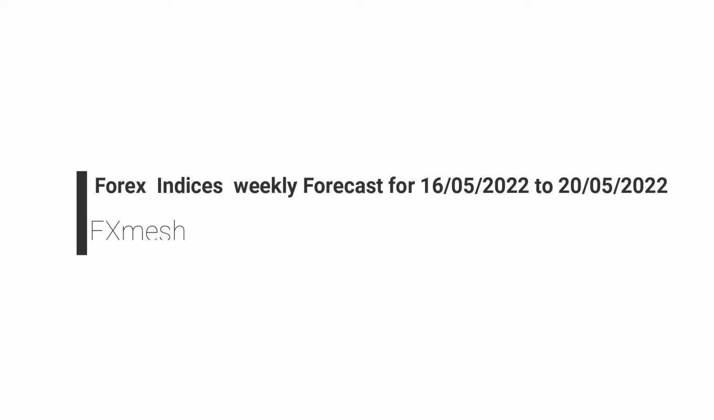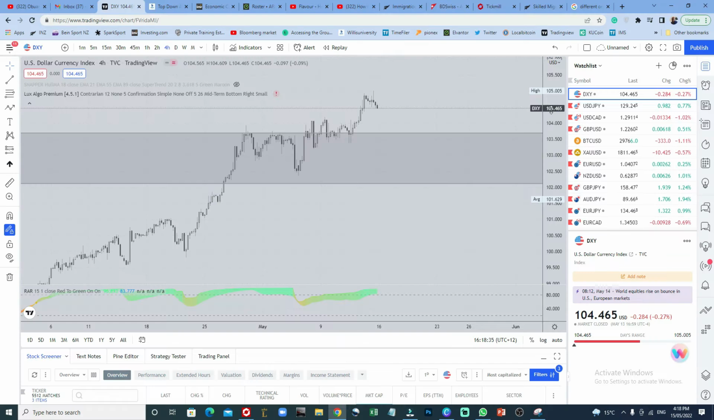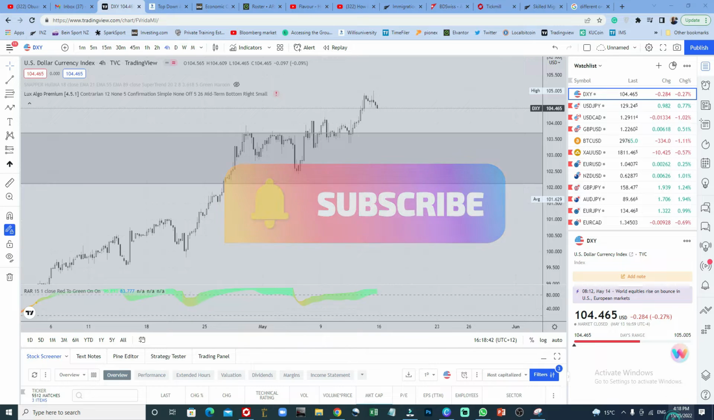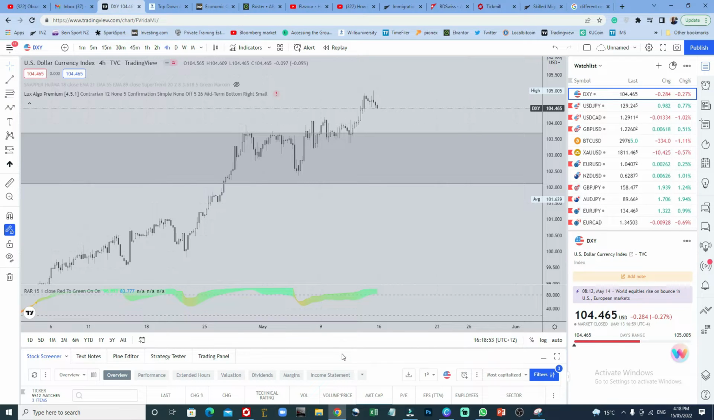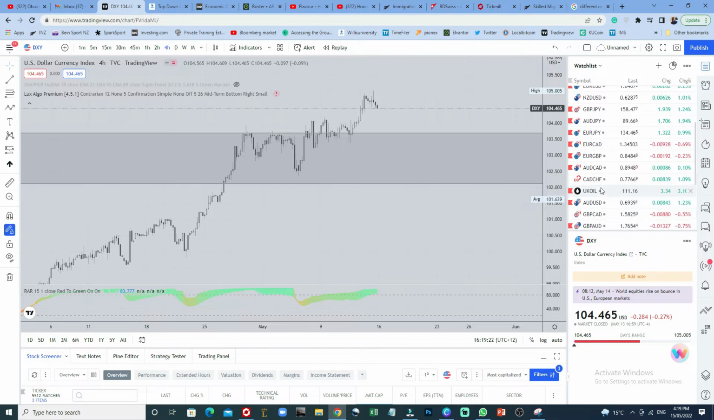Welcome back to our weekly Forex Index review for the new week that's coming, 16th to 20th, and it's been quite a good movement for the USD. I deliberately arranged these pairs in such a way that I had the dollar index here and a couple of USD pairs, then some JPY pairs and all that. Then I have other ones following up, like indices and all that.